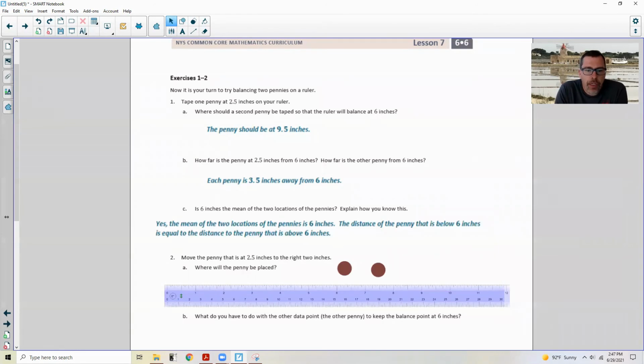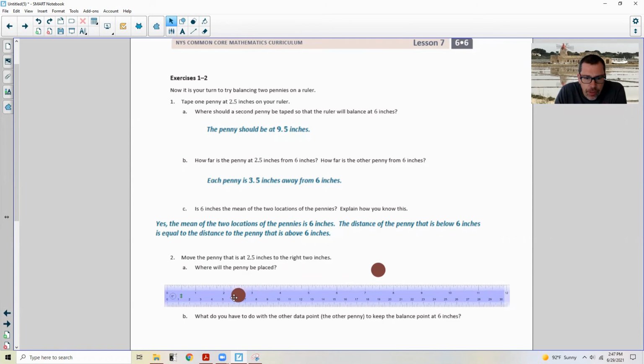Okay, so yes, the mean of the two locations of the pennies is 6 inches. The distance of the penny that is below 6 inches is equal to the distance of the penny that is above 6 inches. All right, so number 2 says, move the penny that is 2.5 inches to the right 2 inches.